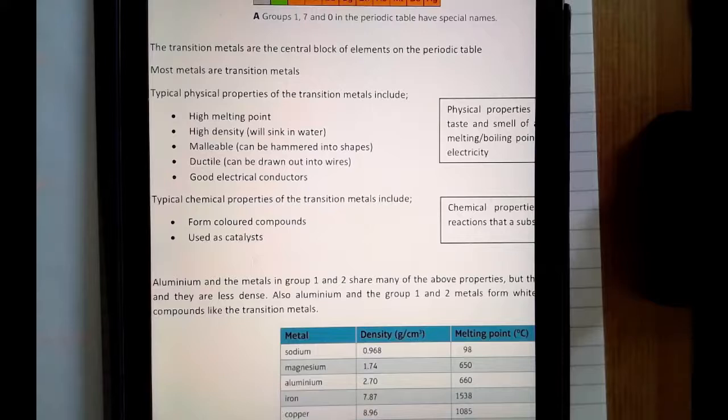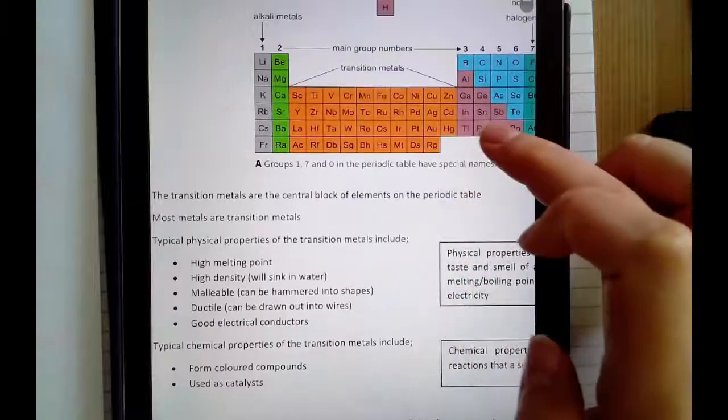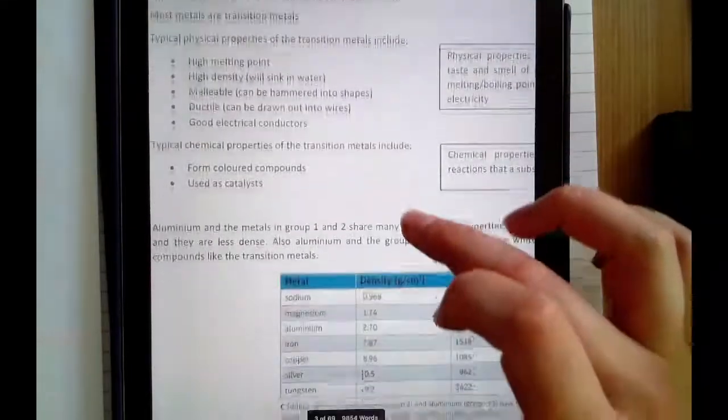Transition metals can also be used as catalysts. So we came across this word catalyst in year 9. Catalysts are used to increase the rate of a chemical reaction, and transition metals can be used. In a later topic on equilibrium, we will look at the use of iron, which is one of our transition metals, and how it's used to catalyze the production of ammonia.